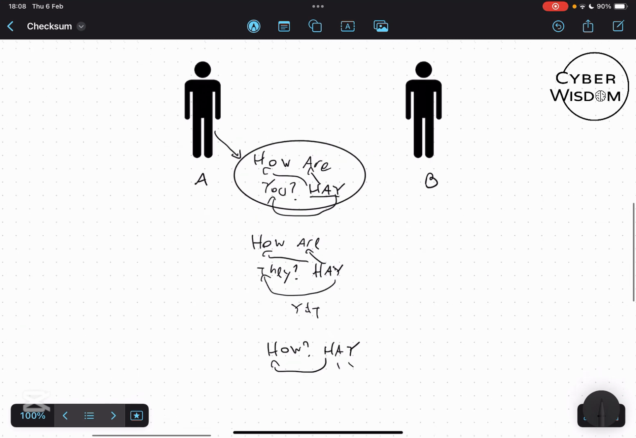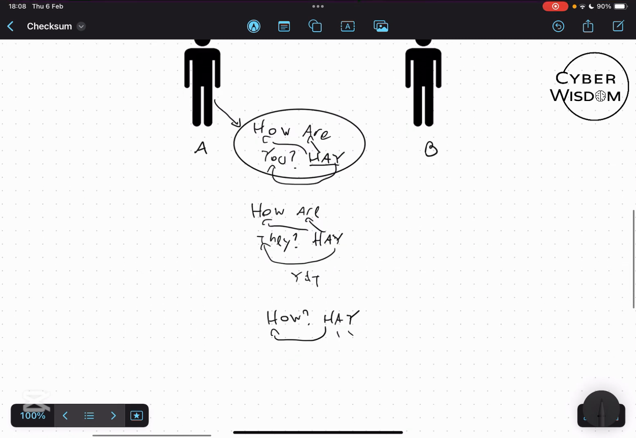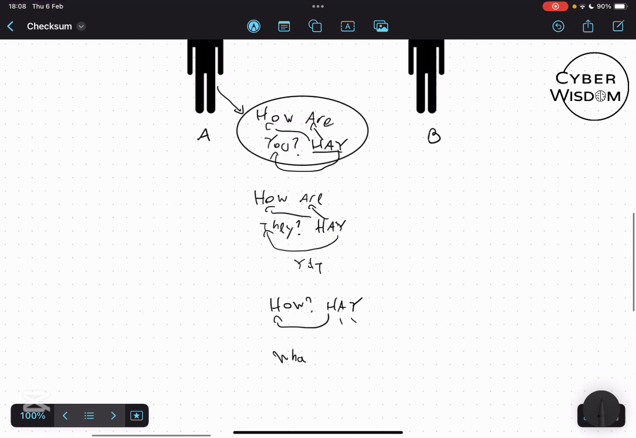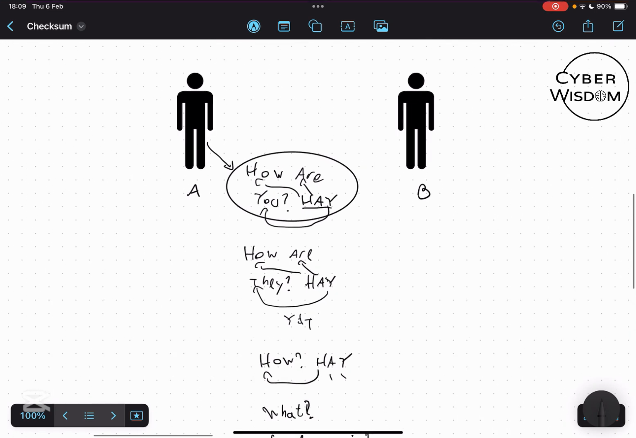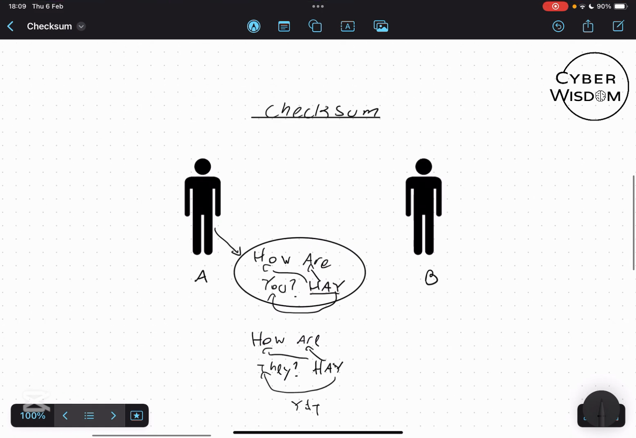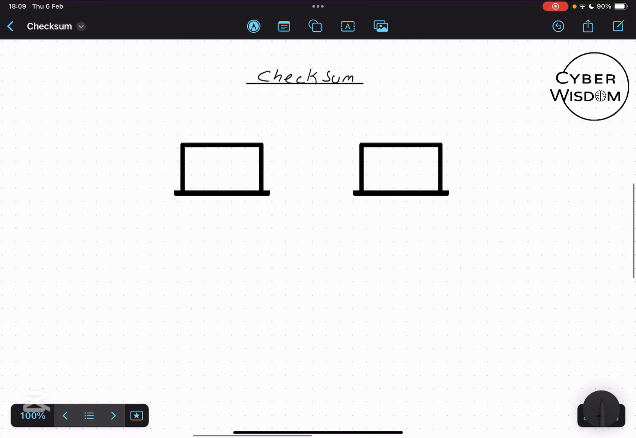So now person B can tell person A, like, what? Or come again? So this is a way to validate that the data is not missing or corrupted. Let's take a look at computers. Here it's quite the same, we have computer A and computer B. Let's say computer A sends to computer B the numbers 12, 10, 50.